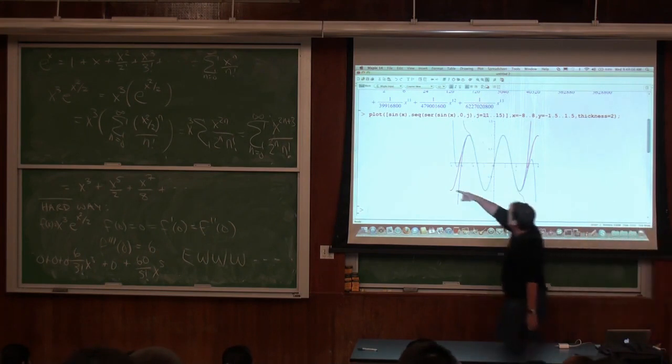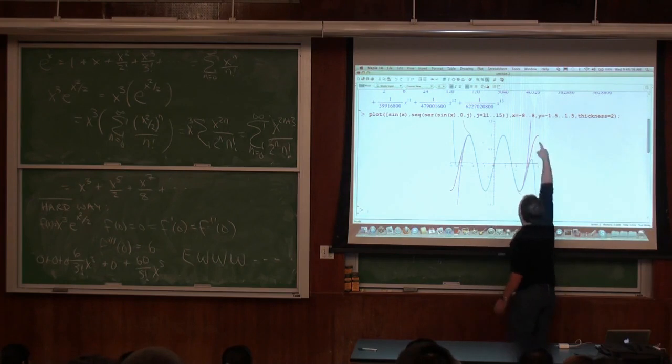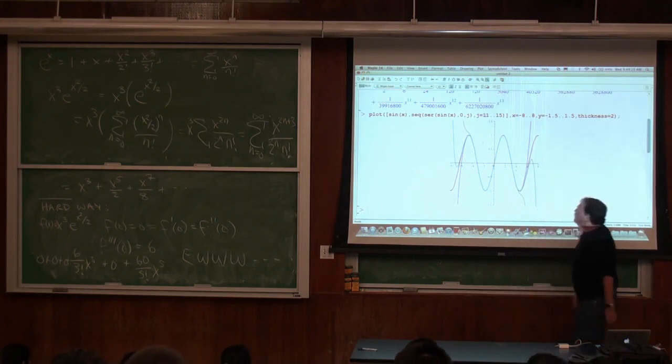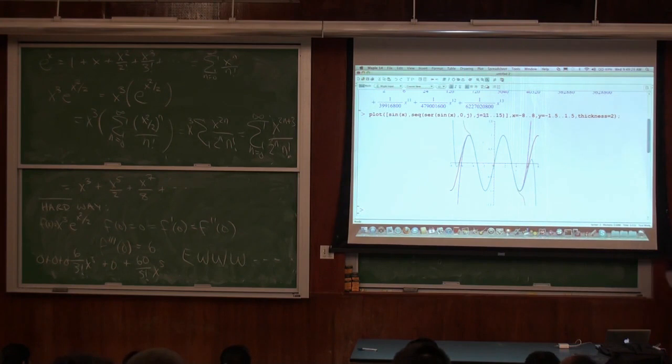Maybe there's too many going on here, so let's do just the last 11. So here's the sine curve. This is the degree 12 Taylor polynomial, the degree 14, the degree 16, and so on. So they start to match more and more on a wider and wider range.